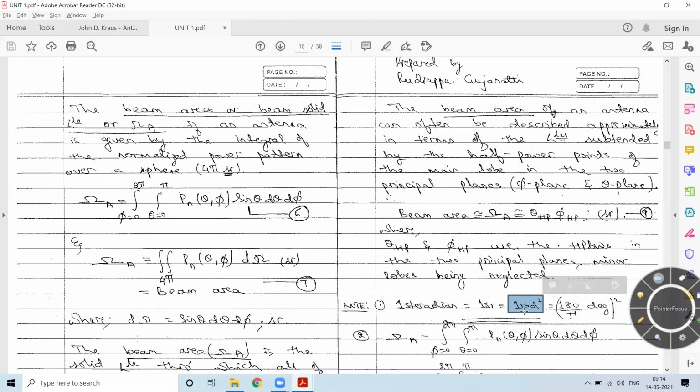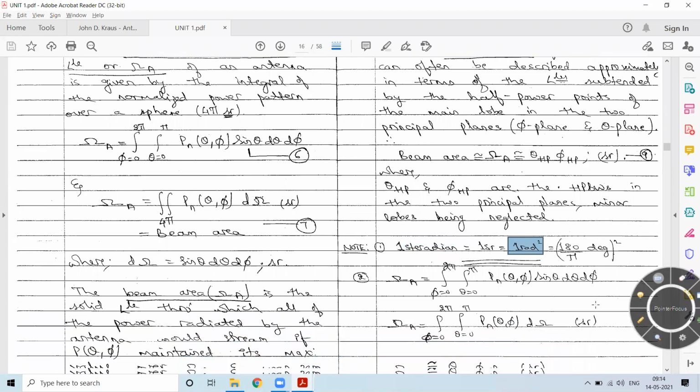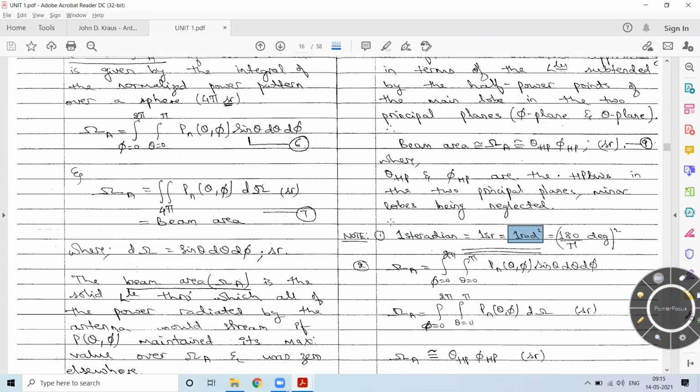But one steradian is equal to 1 radian squared. But what is 1 radian? It is 180 divided by pi. So 180 divided by pi, squared, when you simplify that value, you will get the square degrees representation. So this is how you can convert steradian to radian and then radian to square degrees.